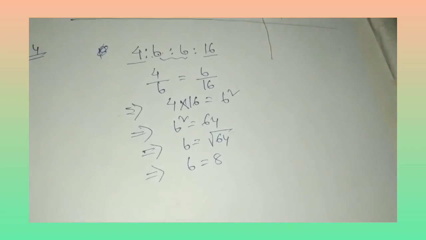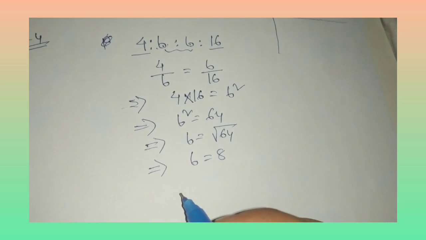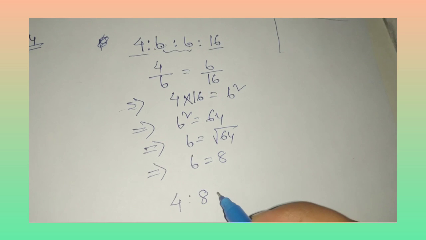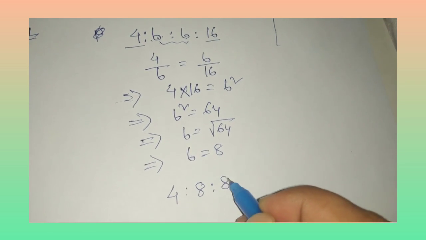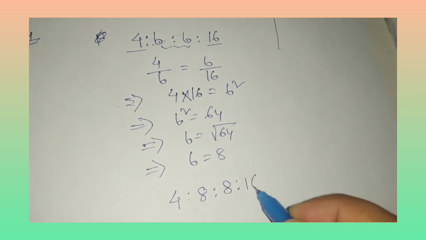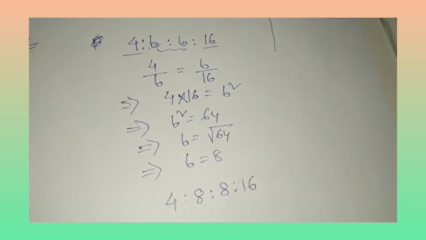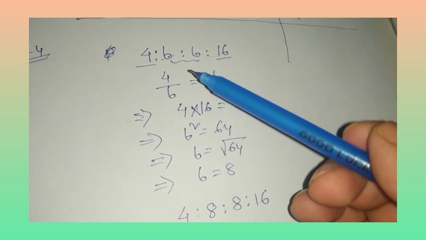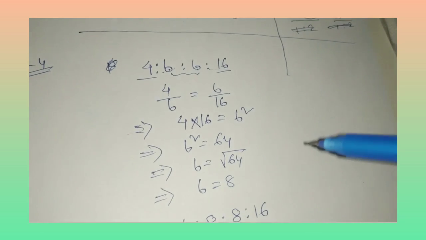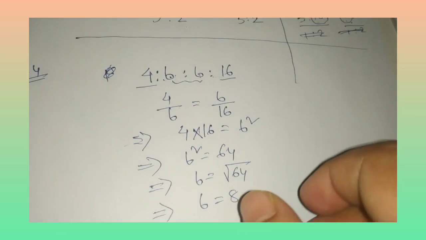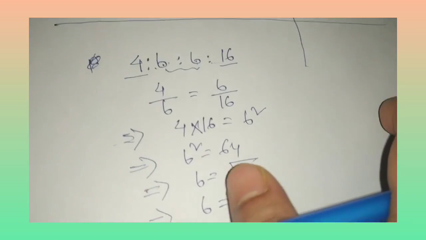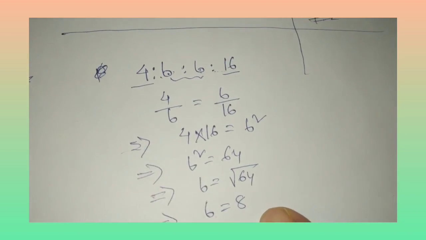So what will be my continued proportion? My continued proportion will be 4 is to 8 is to 8 is to 16. Got it? So this is how we solve a problem from continued proportion, and the previous one was from just proportion. Okay, let's give another example.